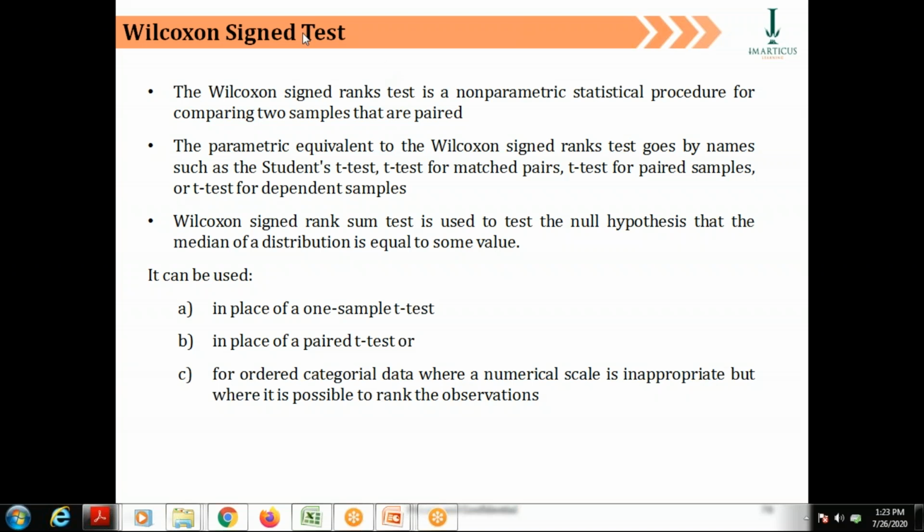I hope you are getting the sense from this Wilcoxon sign test. If not, you need to wait. In the advanced techniques, when we do something non-parametric, we'll cover it over there.